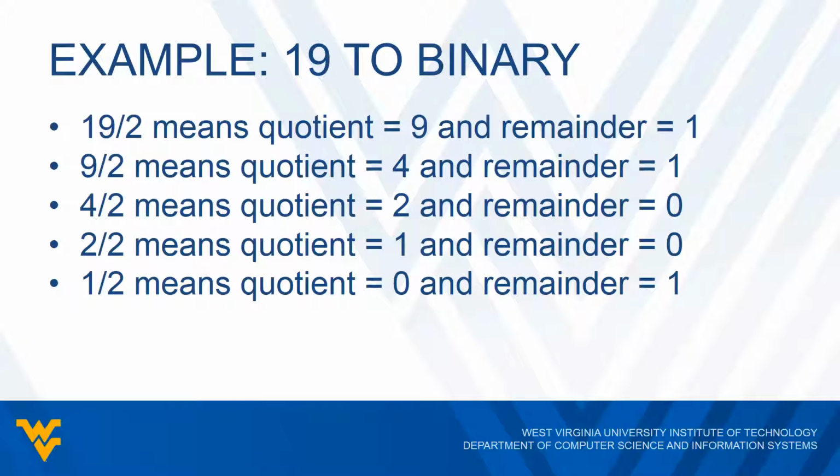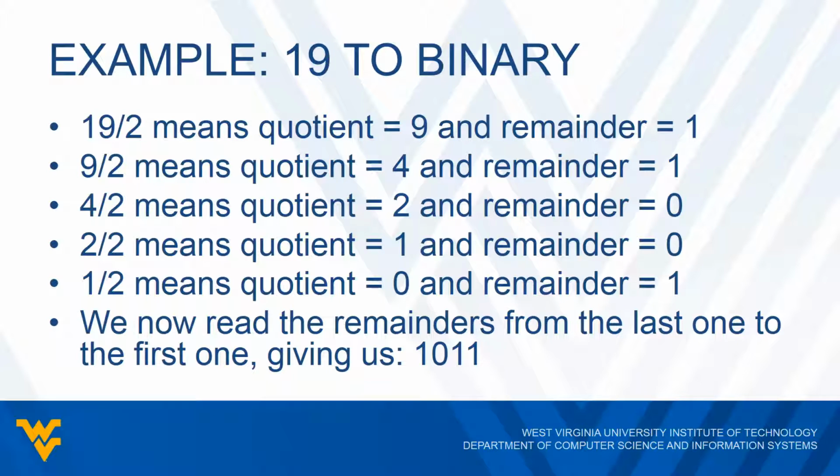And then finally, we'll take that quotient, which is 1, divide it by 2. We get a quotient of 0, which means we're done dividing, and then the remainder is going to be 1. We now read the remainders in order from the last remainder to the first one. So that means that our binary number is going to be 1, 0, 1, 1.